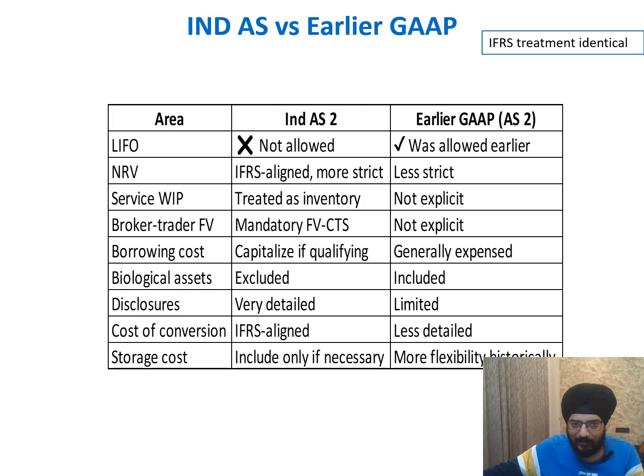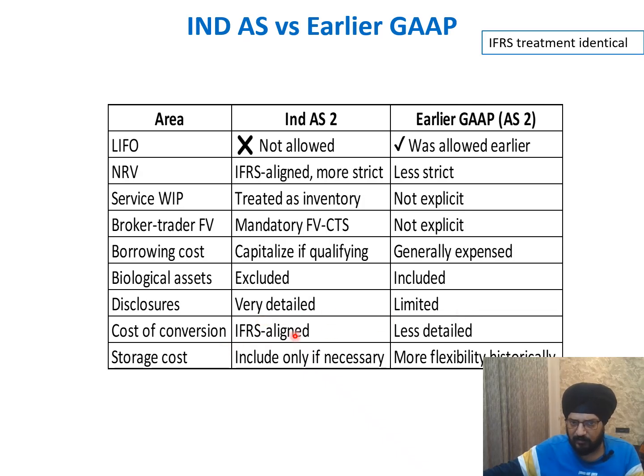Okay. So the difference between IND AS versus the earlier GAAP. LIFO was allowed in the earlier GAAP, and is not allowed in IND AS. NRV is more strict in line with IFRS. It was less strict earlier, because IND AS is largely based on fair value concepts, and that is the moot principle of adopting IND AS. Service WIP treated as inventory, not explicitly mentioned earlier. For a broker or trader, mandatory fair value, not explicitly mentioned earlier. Borrowing cost capitalized if qualifying, generally expensed off in the earlier GAAP. Biological assets are excluded, it was included earlier. Disclosures are very detailed, it was limited earlier.